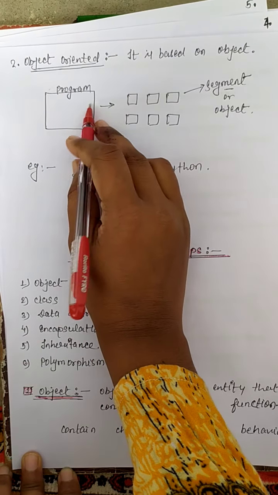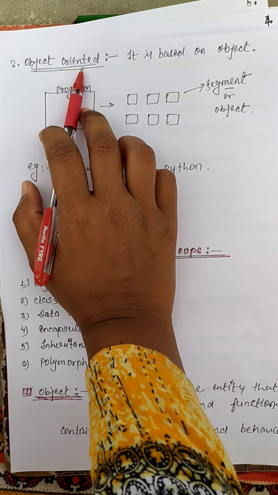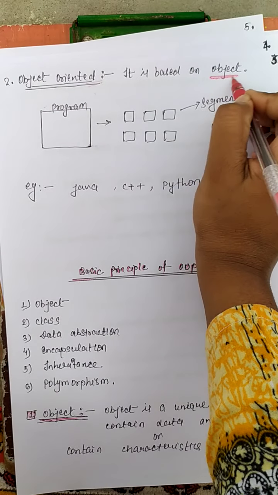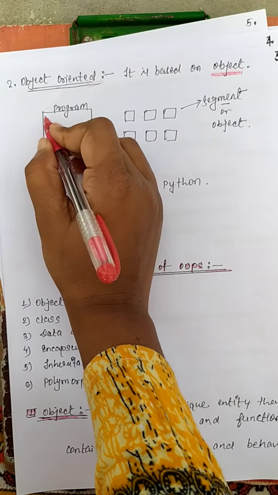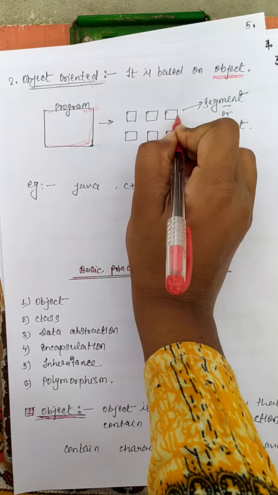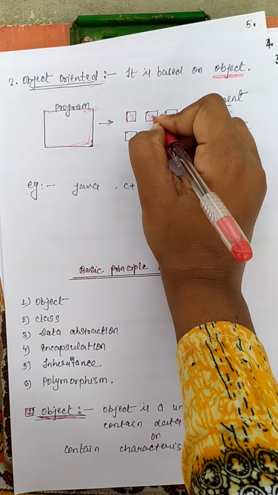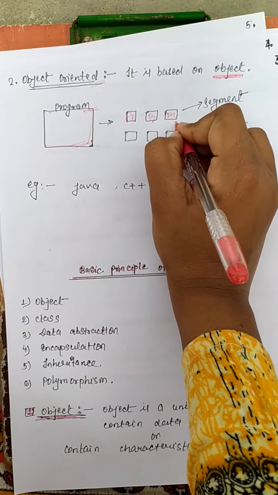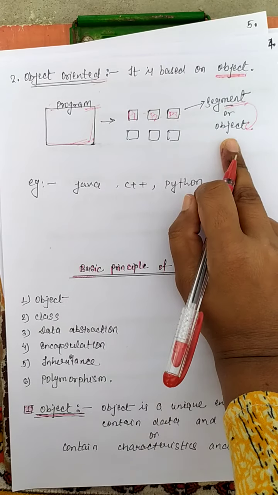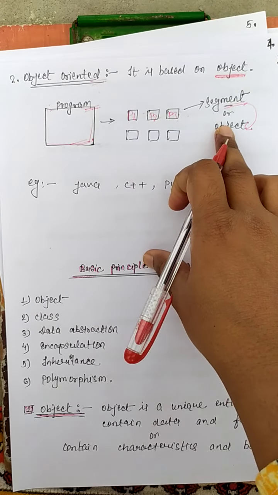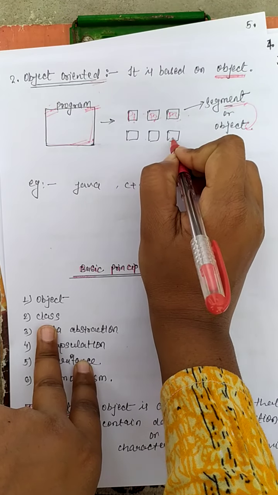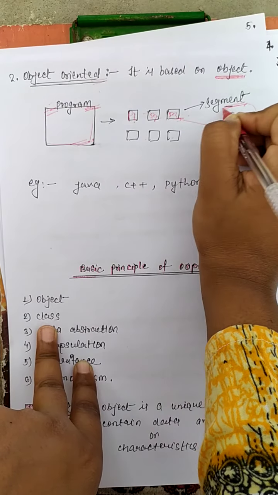Next we discuss the object oriented programming language. Object oriented programming language is based on an object. So what is an object? Suppose we have one problem or one program. That program is divided into sub problems, that is program 1, program 2, program 3. These small parts of a program or problem are called segments. This segment is called an object.